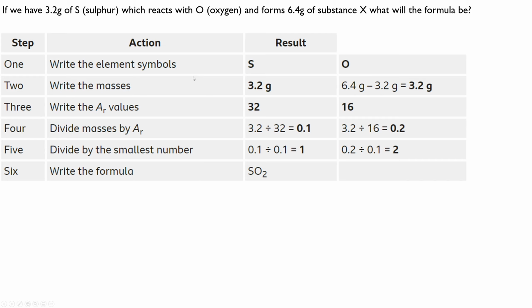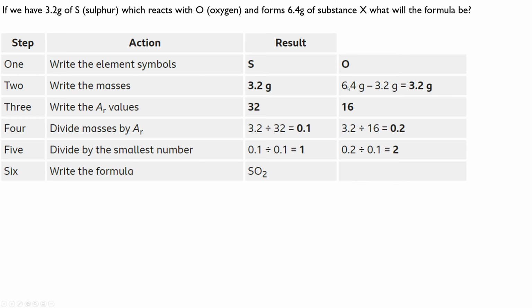So writing out the element symbols, S, sulfur, O, oxygen, and write out the mass as well. You know from the question we got 3.2 grams of sulfur, but then we have 6.4 grams of substance X. 6.4 minus 3.2, because we have 3.2 grams of sulfur, gives us 3.2 grams of O, oxygen. And then we write up the atomic values.